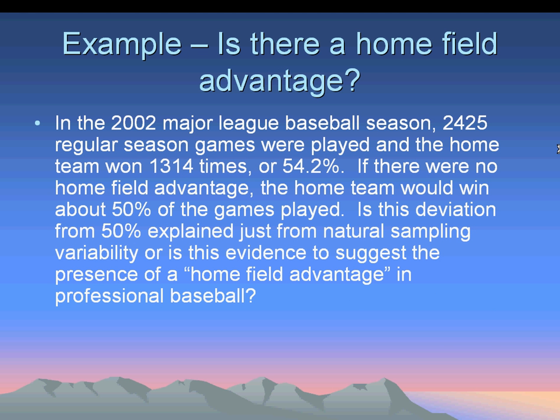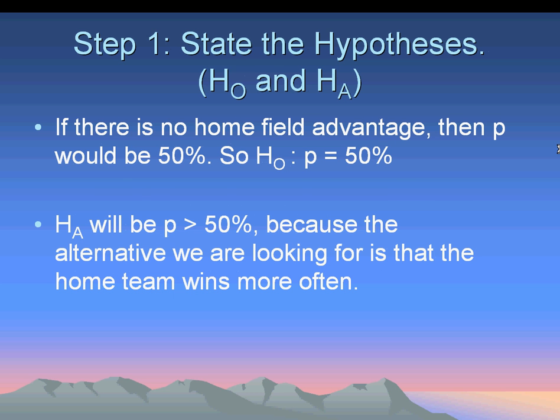Okay. Here's our example. Is there a home field advantage in baseball? In the 2002 Major League Baseball season, 2,425 regular season games were played, and the home team won 1,314 times, or 54.2%. If there is no home field advantage, the home team should win about 50% of the games played. Is this deviation from 50% explained by just natural sampling variability, meaning that every time you draw a sample there's going to be a little fluctuation in the results? Or is this evidence in this sample to suggest the presence of a home field advantage?